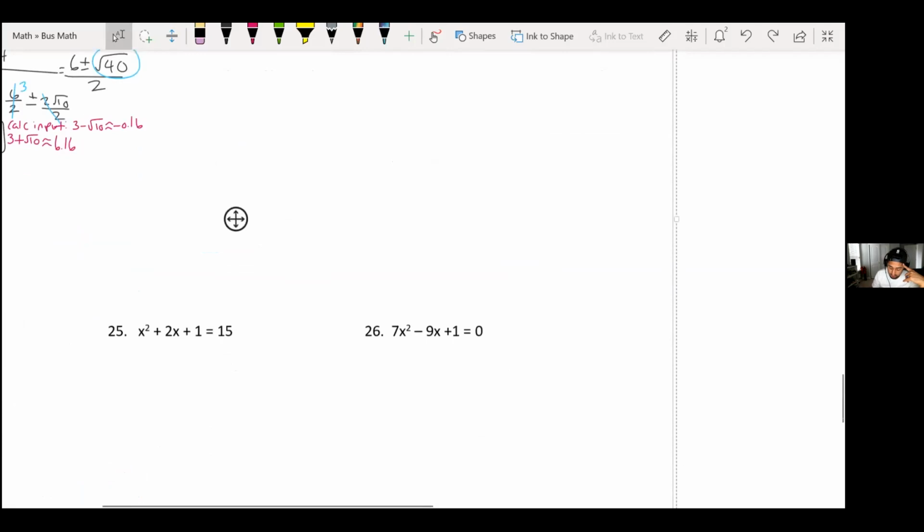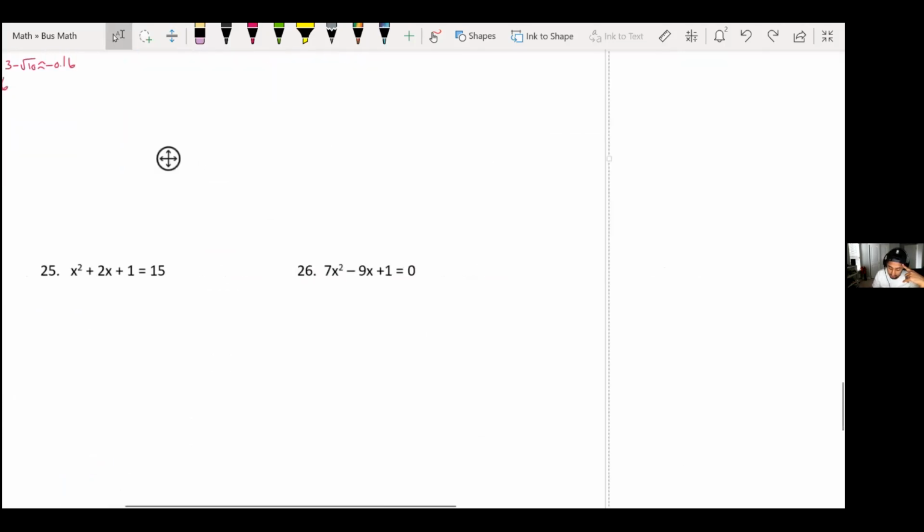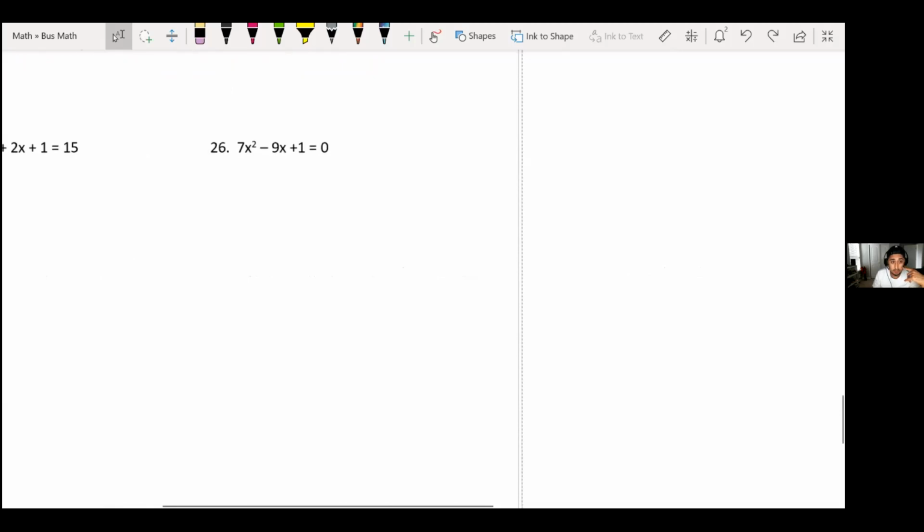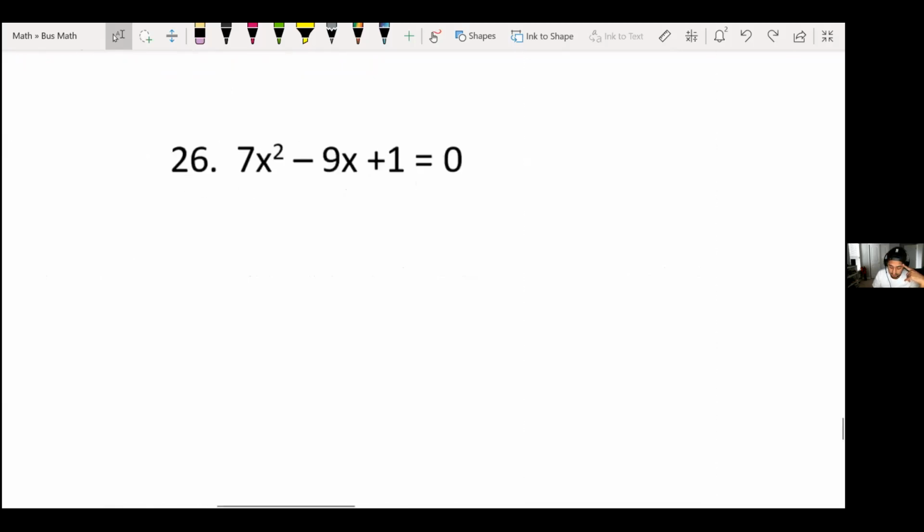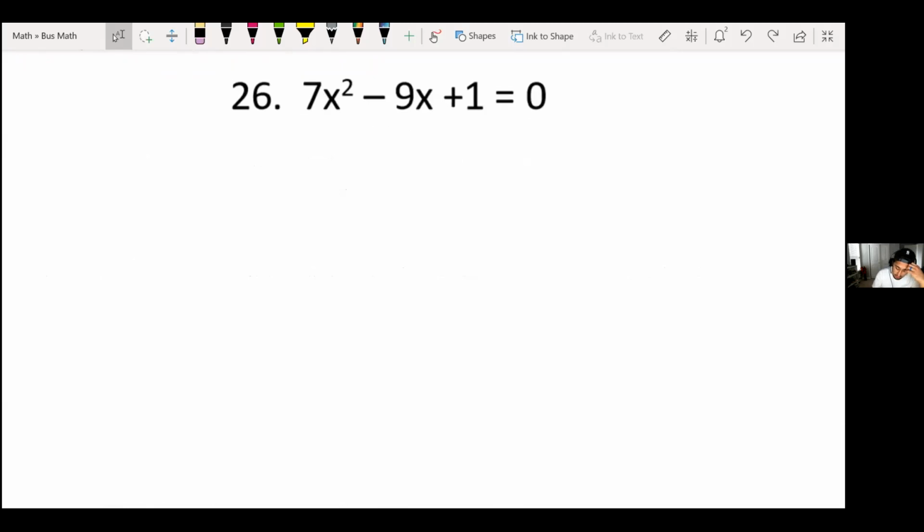Let me work number 26, and that should get you going. Same process, guys. I'll go back to blue, that's a nice color. The first thing you want to do when using the quadratic formula is label the values of a, b, and c. So a is 7, b is negative 9, c is positive 1.